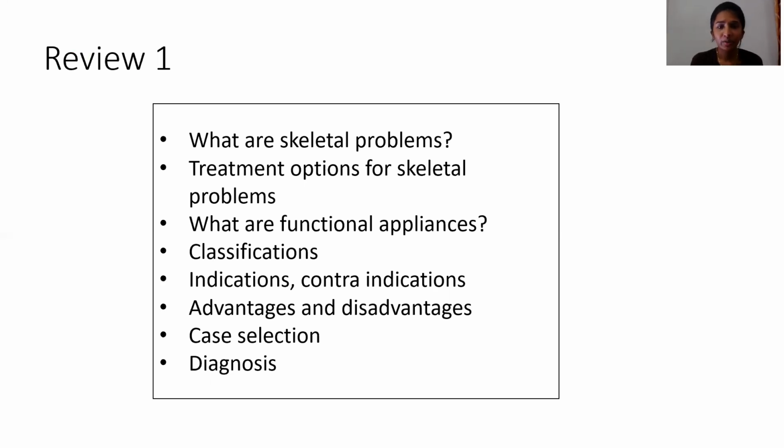So now you are aware what are the skeletal problems, the treatment options that are available for the skeletal problems. That is, what will you do when the problem happens at a younger age, that is growth modification, in older age, which is either camouflage or surgical correction. Then what are functional appliances, the different classifications of functional appliances, the indications, contraindications, advantages, disadvantages, the case selection, and the diagnosis. So today we have completed till this.